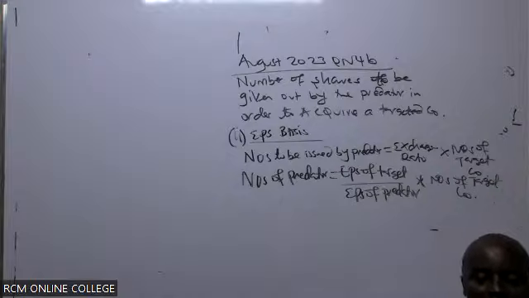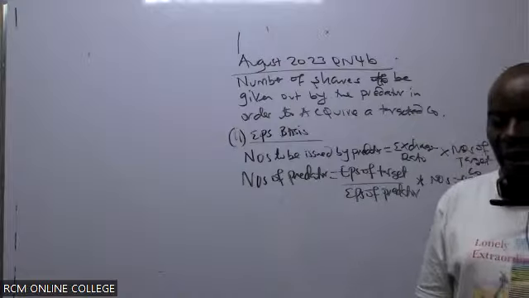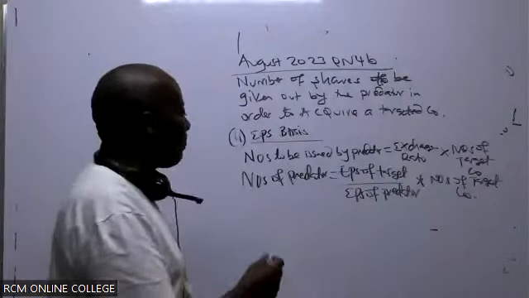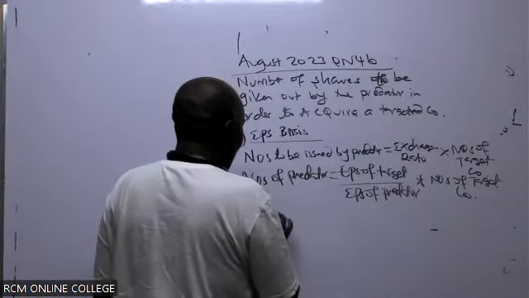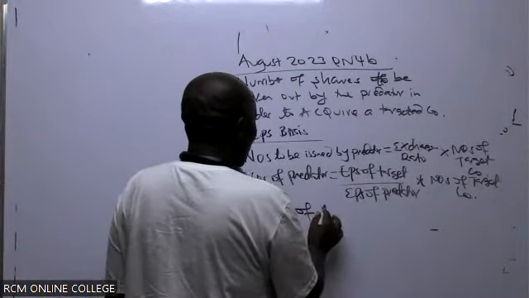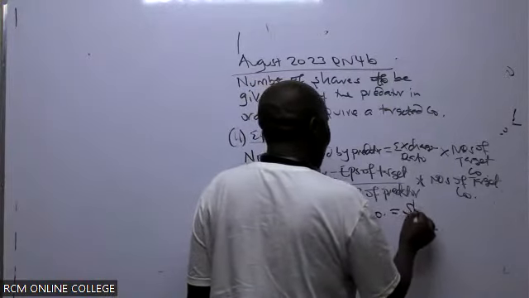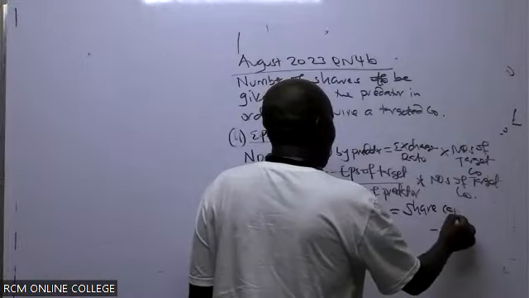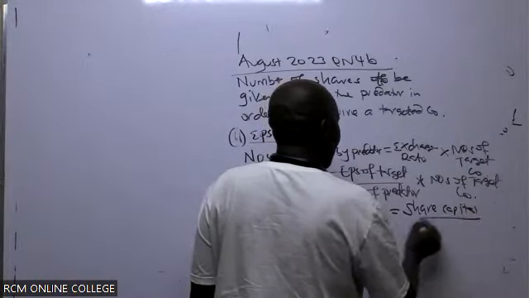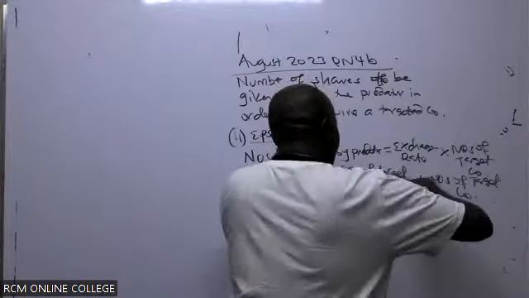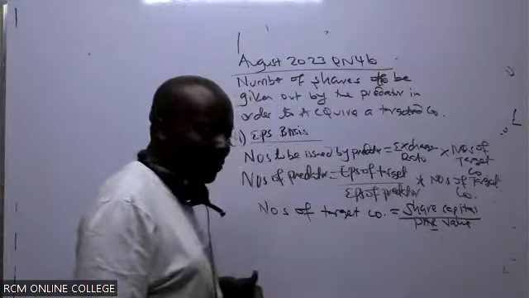You see, I can even start with the number of shares of the targeted company. I can see they have given me share capital. So I'll take share capital and divide this by the par value. Par value is the one given there in brackets, in the balance sheet.